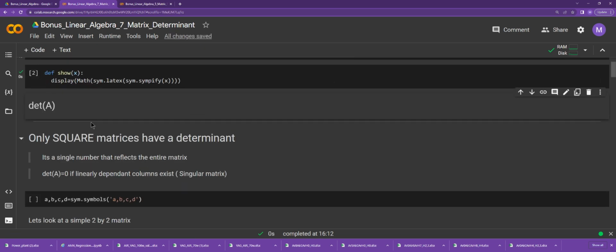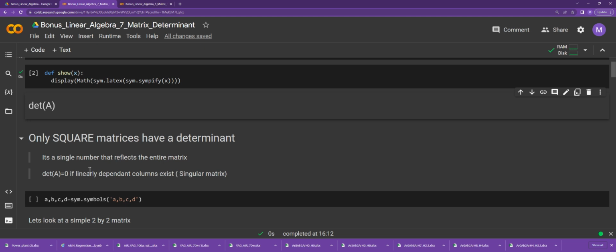Now determinant, yeah. Just bear in mind that only square matrices have a determinant, and it's a single number that you can say reflects the entire matrix. One important thing to notice is that the determinant of a matrix A would be 0 if there are linearly dependent columns in that matrix. In other words, a singular matrix would have a determinant of 0.